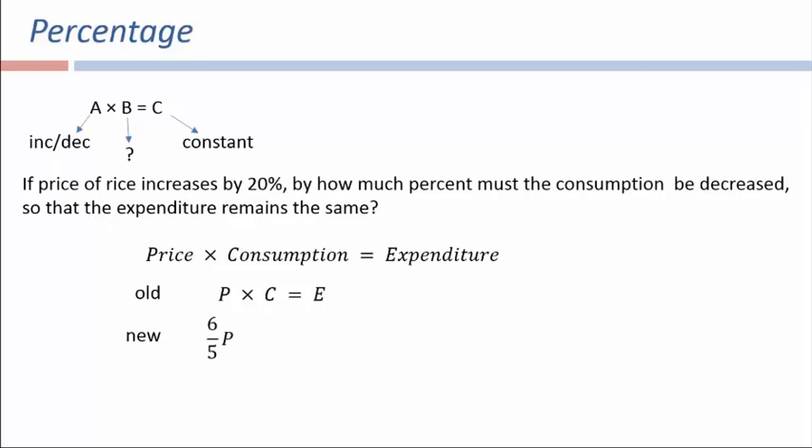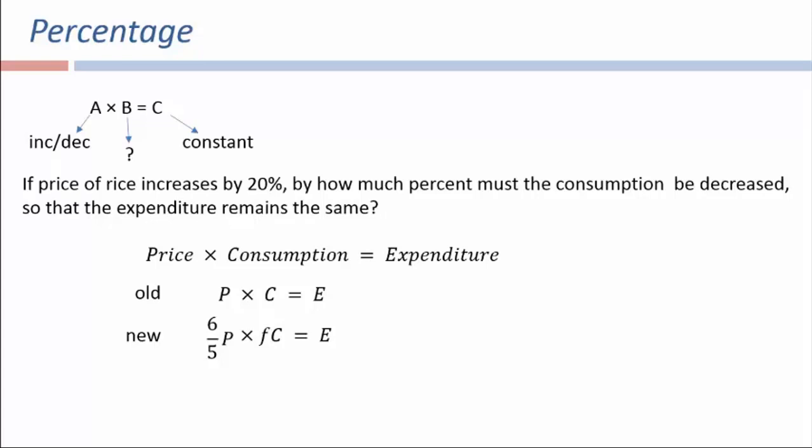So P has become 6 by 5P now. And E is still E. And there would be a fraction multiplied to C so that E remains E again. E will not change. The expenditure will not change. So if I have to calculate F, now what should the fraction be?